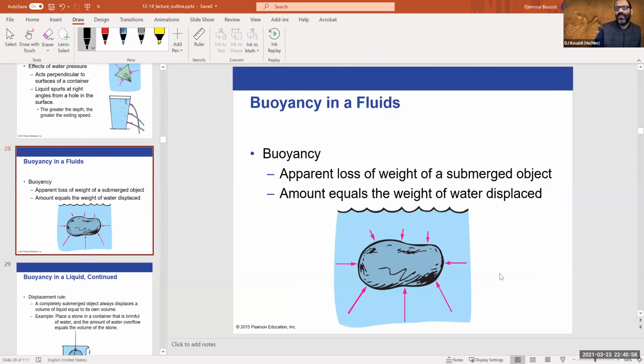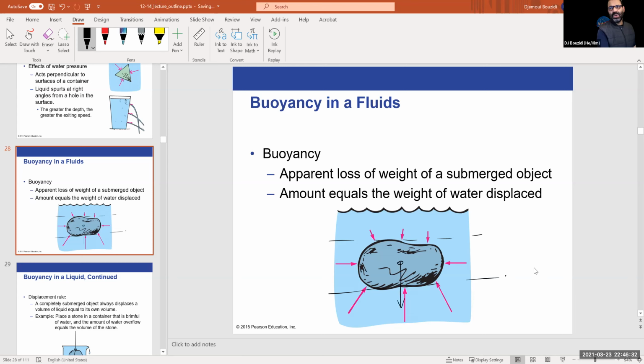Buoyancy is another force that has to do with how much pressure the fluid is exerting. It has to do with how much the fluid is pushing from one side compared to how much it is pushing from the top. Obviously, this level is at a deeper level than this point. Hence, there is more pressure from the bottom. So the fluid will feel far more force pushing upward than from this side. So there is a net push upward.